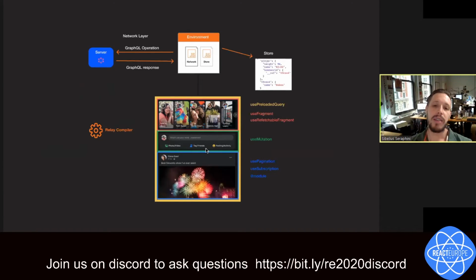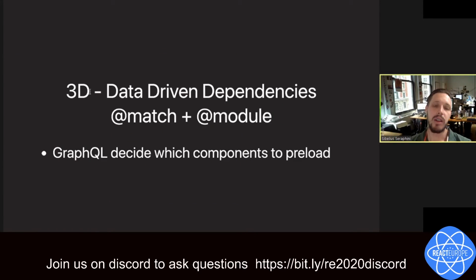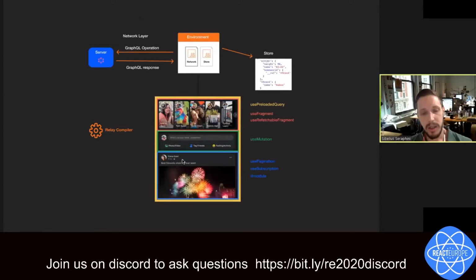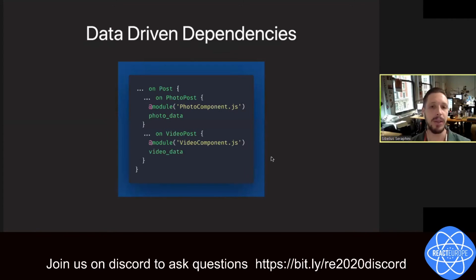Relay has a very powerful feature, which is data-driven dependencies, that they call 3D fields. 3D fields are matching module directives that let GraphQL decide which components to load. Here, Facebook has many types of posts. You have posts with only text, posts with images, posts with videos. Each one of these is a different component that you only want to load if you need to use them.